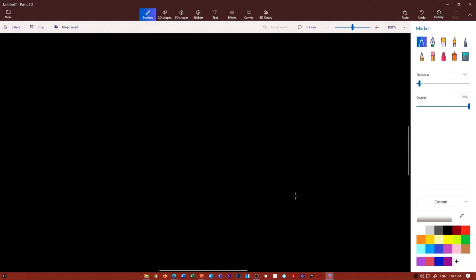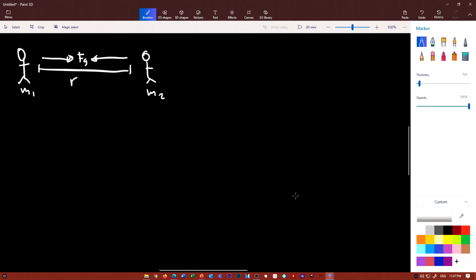For our given, first let's illustrate. This is our first person that has a mass 1. Then this is the distance between them, which is of course r. Then we have our second person, which is mass 2. Just imagine that they are sitting. We're going to look for the gravitational force, or F sub g, which is drawing them to each other.